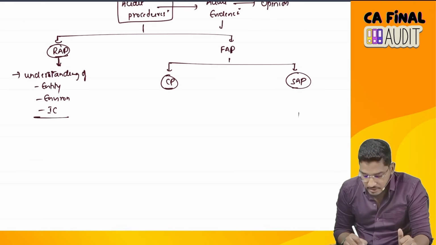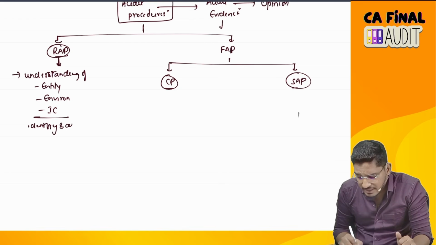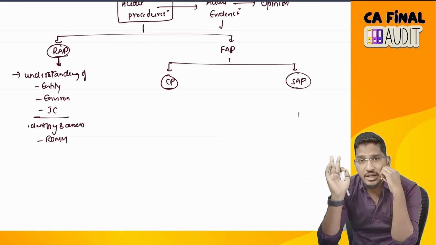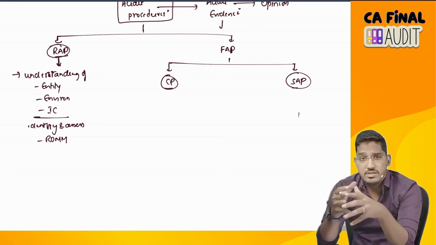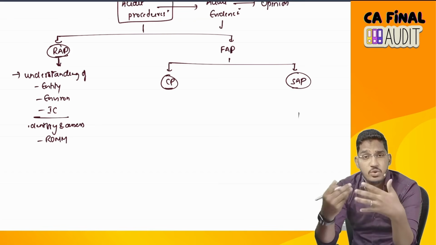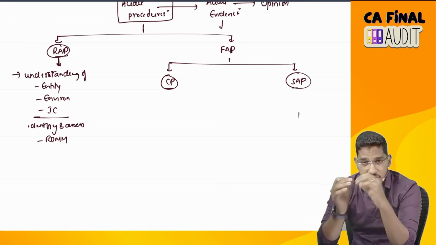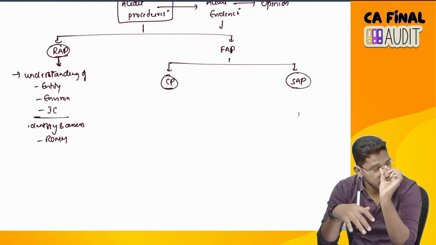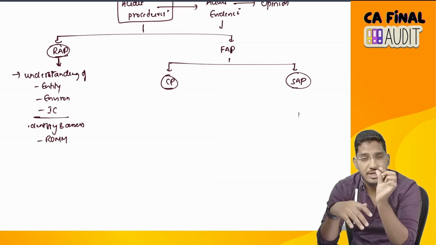Sir, for what purpose, sir? To identify and assess. What is the purpose of understanding the entity, environment, and its internal control? To identify and assess the risk of material misstatement. So to find out the risk of material misstatement. Sir, what is risk of material misstatement? The chance of happening of misstatement in the financial statements. Where there is a possibility of happening of material misstatement in the financial statements, that susceptibility, that chance, we have to find out.